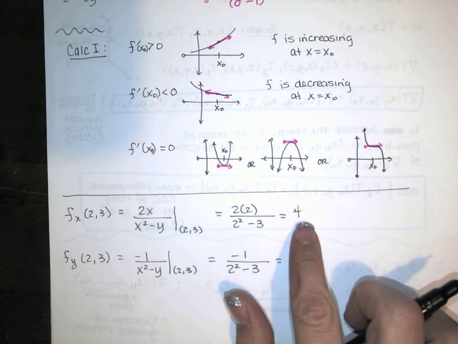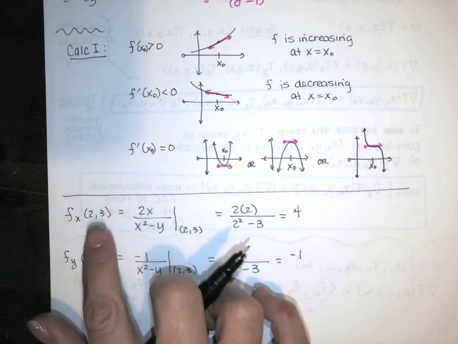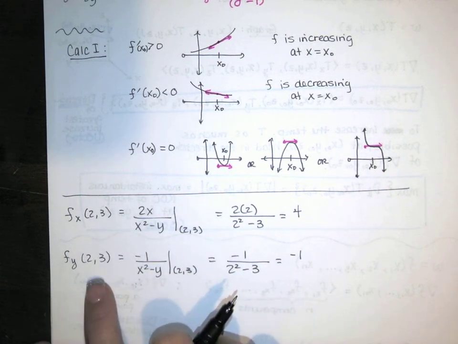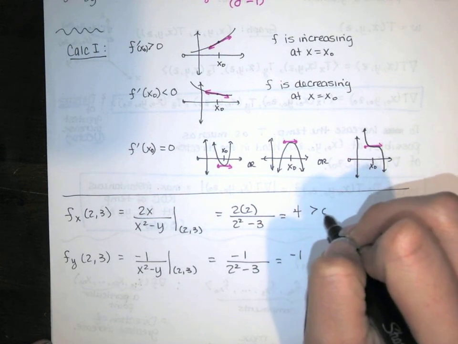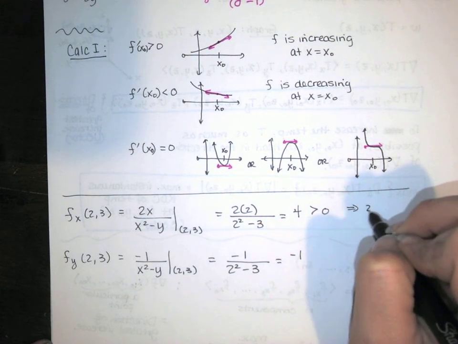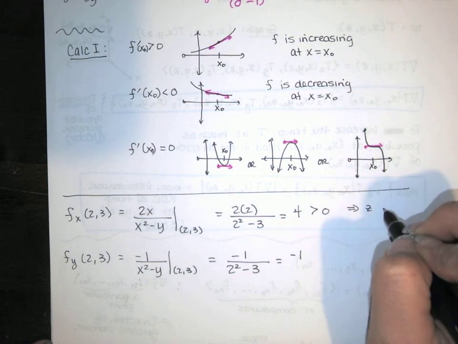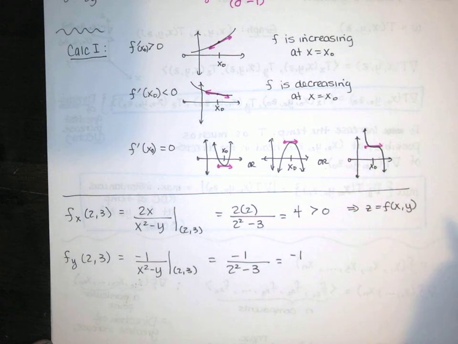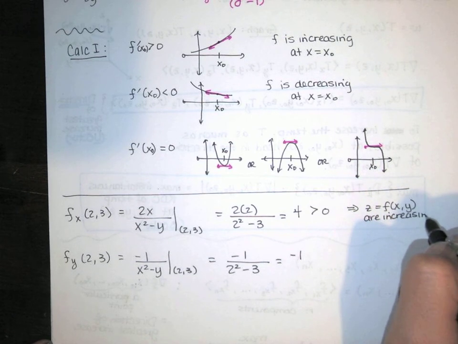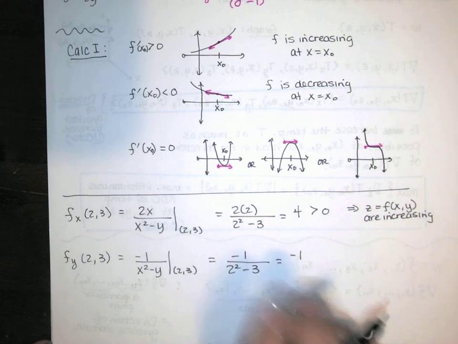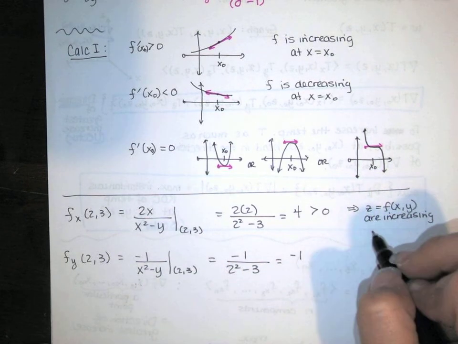So this is the slope in the x direction at (x, y) equals (2, 3). And this is the slope in the y direction at (x, y) equals (2, 3). Since this is positive, that means the z values are increasing as we head in the x direction from the point (2, 3).